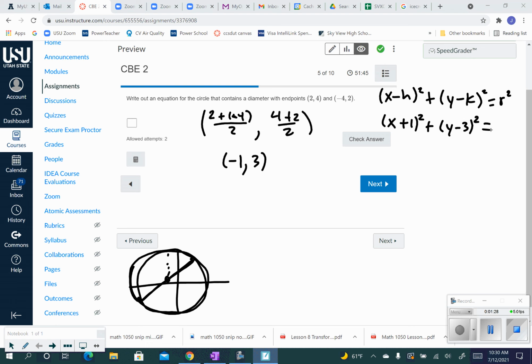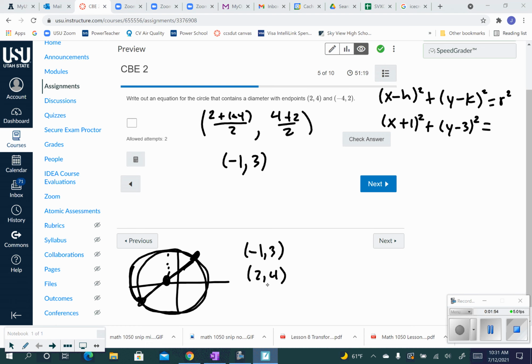Okay, the only thing I've got left then is just to find the radius. So the radius, right, is the distance from the center to the outside, and so I can go from the center to either of these two points that I have, either to that point or to that point. So I think I'm going to find the distance from the center, (-1, 3), to, let's go to (2, 4).